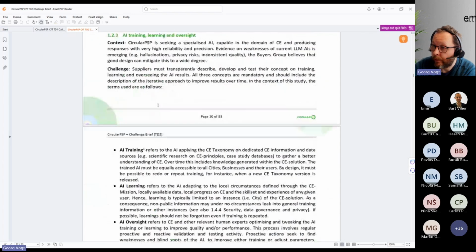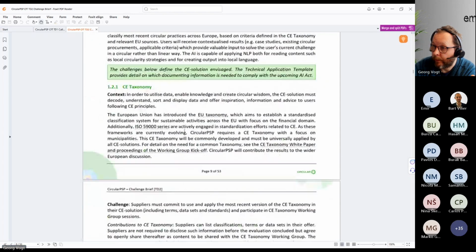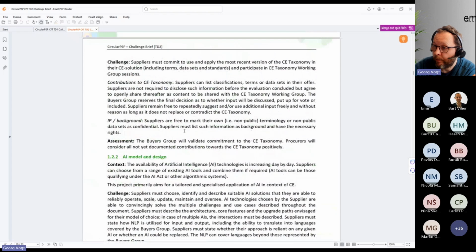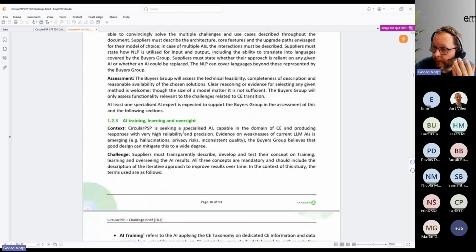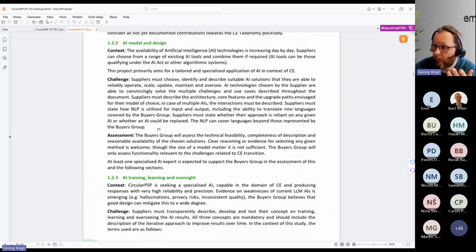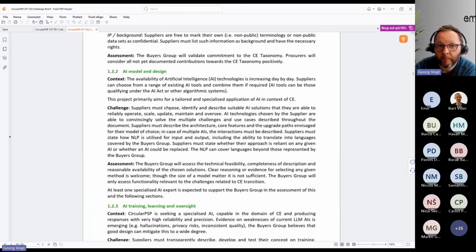So the information section is basically AI, how your concept, your overall design.